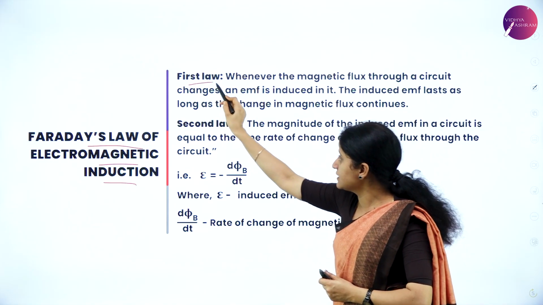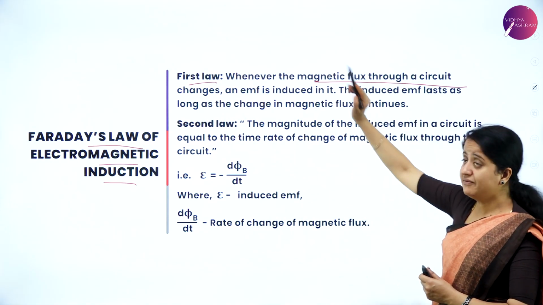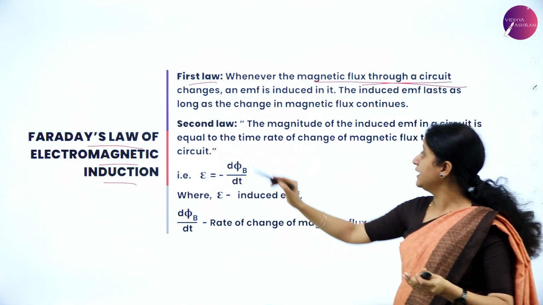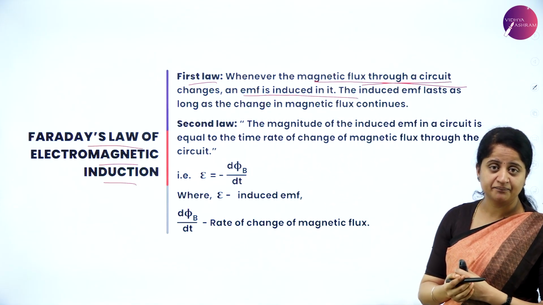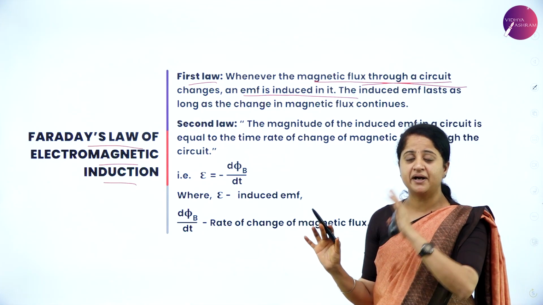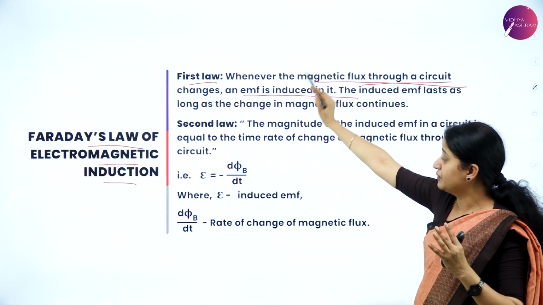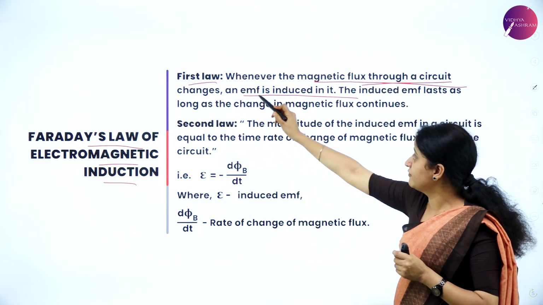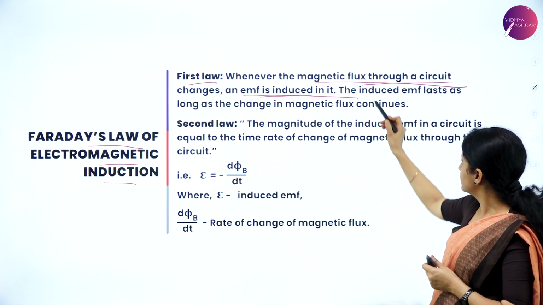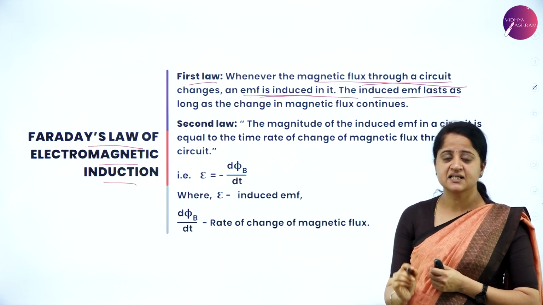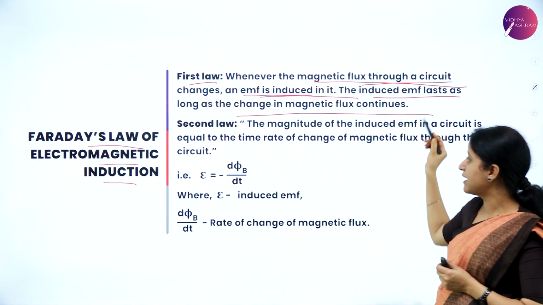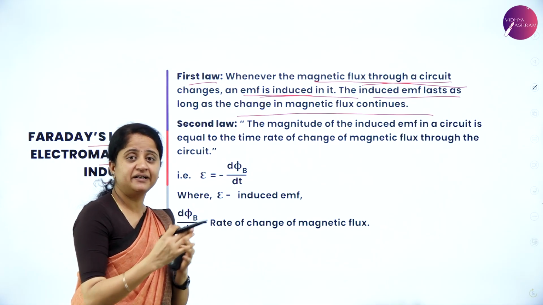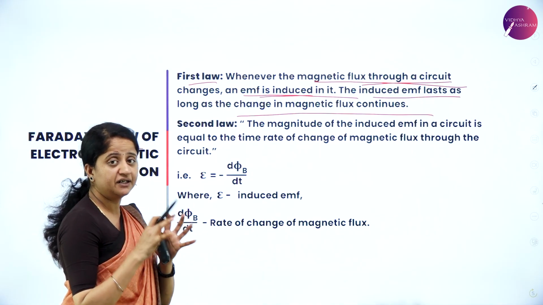What does the first law state? It says that whenever the magnetic flux passing through a circuit changes, an EMF is induced in it, which was concluded by his coil-coil experiment. So whenever the magnetic field lines passing through a surface change, EMF gets induced in it. The induced EMF lasts as long as the change in magnetic flux continues.